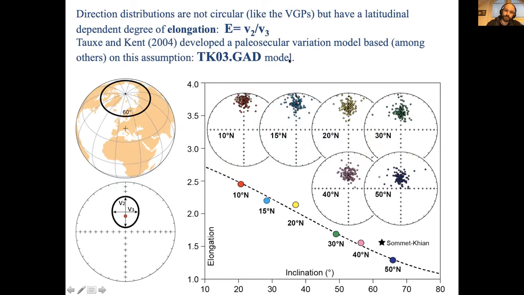One of the models that has been put forward in the last few years is TK03. One of the assumptions is that the VGPs are circular, and that results in a specific site. The directions are not circular, but elliptical, and the elongation is calculated using the ratio between these two eigenvalues. So we simulated a set of directions for different latitudes, drawn according to this model. In this case, we have the inclination here and the elongation, and we see that it varies depending on the inclination, which in turn depends on the latitude.